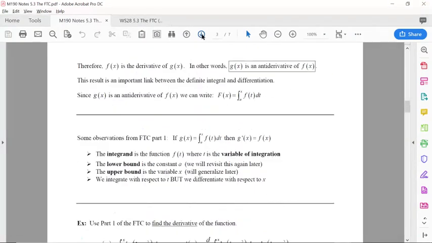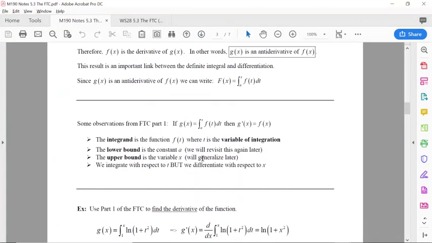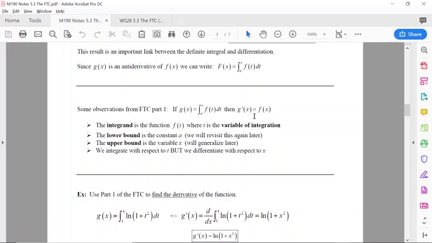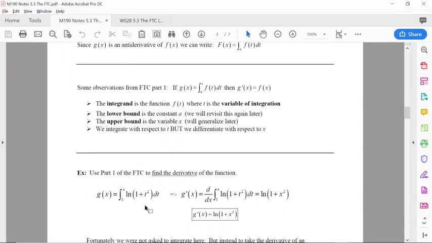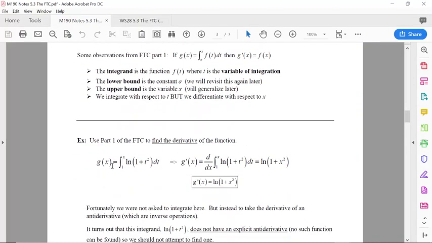Alright, now what can we do with that? One thing we can do is take the derivative of an integral function. Here's an example. Given that g of x is the integral from 1 to x of the natural log of the quantity 1 plus t squared dt.